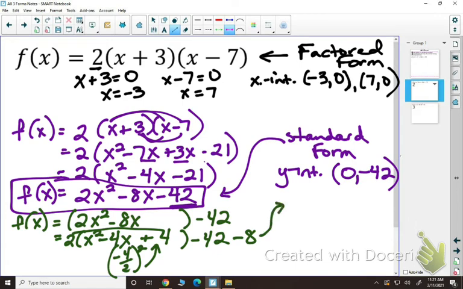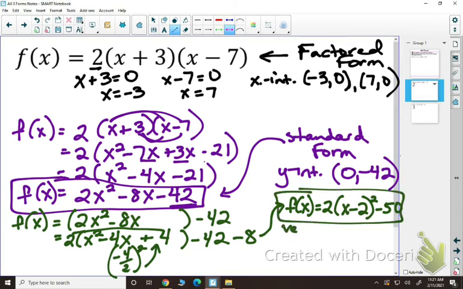So this completely breaks down to vertex form, which is 2 times x minus 2 squared, and then that would be minus 50. So again, this is vertex form. And what do we get from vertex form? The vertex! And the vertex of this quadratic is going to be at 2, negative 50.